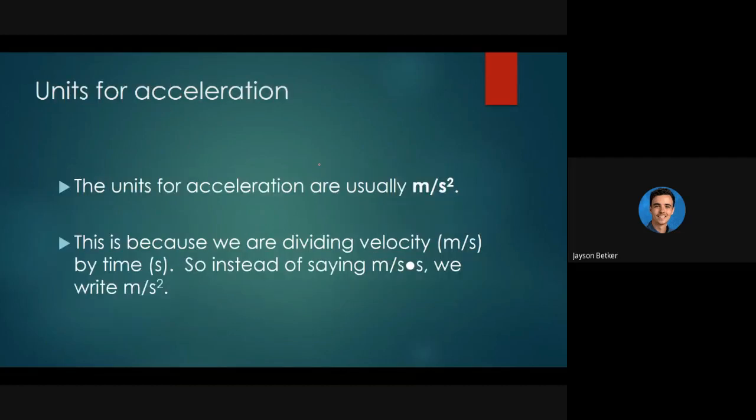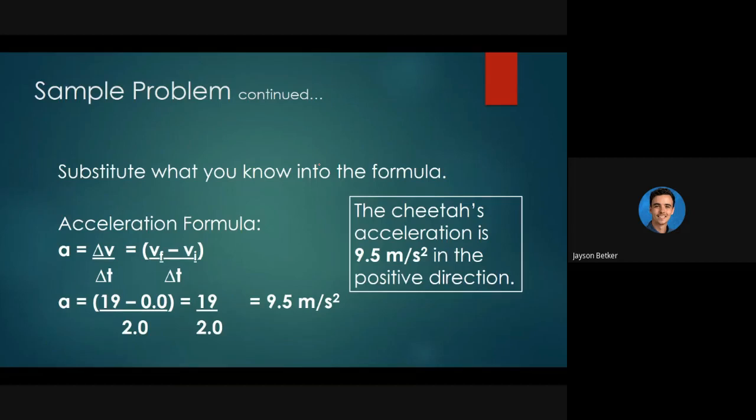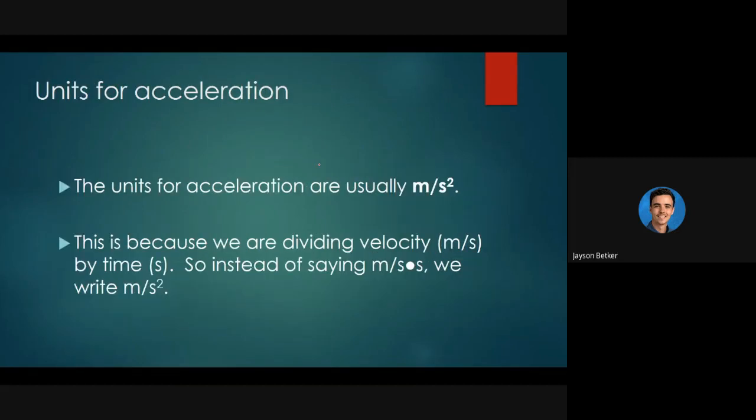So almost always we will use, sorry, if I went too fast there, you can follow. Almost always we will use meters per second squared for a unit of acceleration. And this is because we're dividing velocity, which is meters per second, by time, which is seconds. So it's meters per second per second, which mathematically equals meters per second squared.